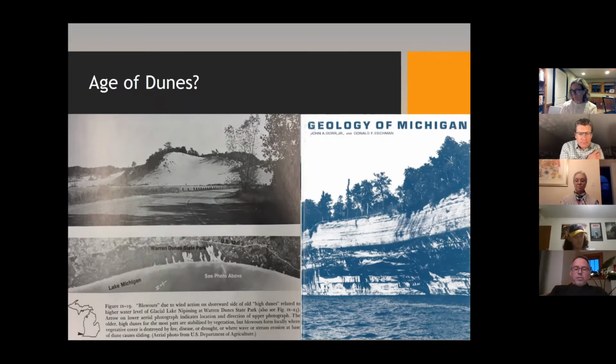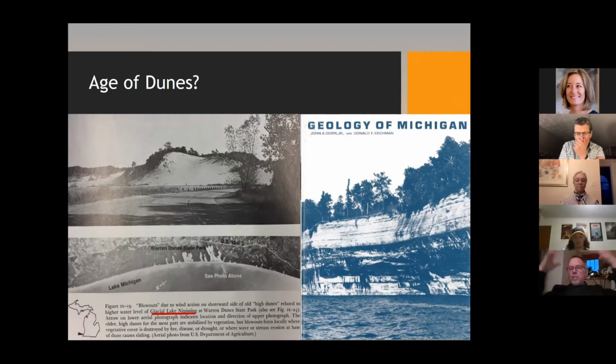And you see this is at Warren Dunes in the southwestern part. It says blowouts due to wind action on shoreward side of old high dunes. I guess high means really tall, related to higher water level of Glacial Lake Nipissing. Well, Glacial Lake Nipissing was about 5,000 years ago, 6,000 to 5,000 years ago, something like that. And it cut some of those notches in the landscape along the shore to the north.